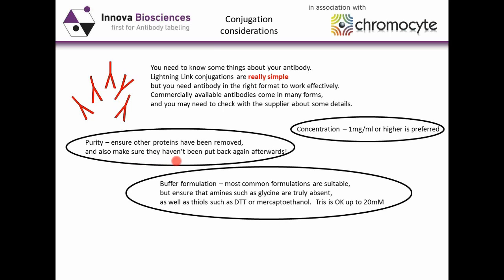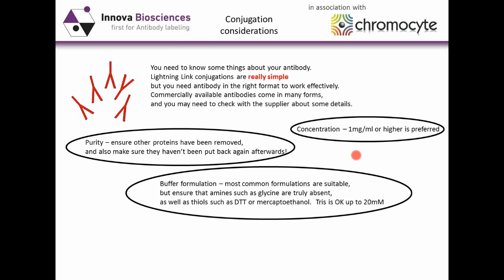And my comment here is also relevant. Make sure that the proteins that have been removed haven't been put back again afterwards, which may seem to be a strange comment. However, a lot of antibody manufacturers, especially if the antibodies are being sold in a relatively dilute format, will put a protein stabilizer, most commonly bovine serum albumin or BSA, back into their purified antibody preparations to undertake that stabilization. And that may well interfere with your conjugation reaction. So look very carefully at your product data sheets to make sure what other stabilizers may be present.